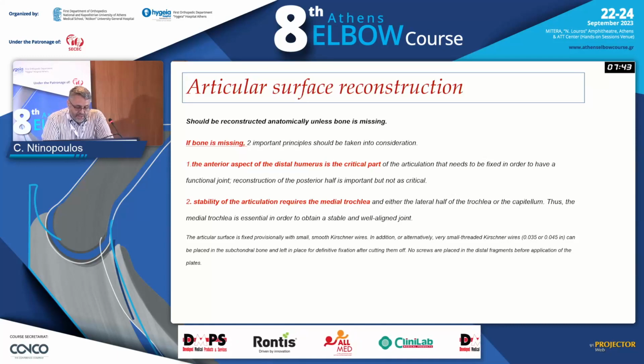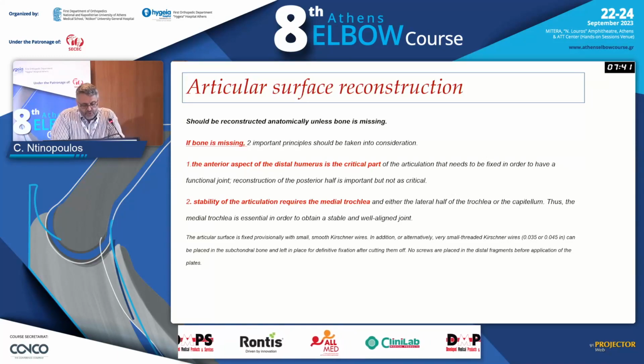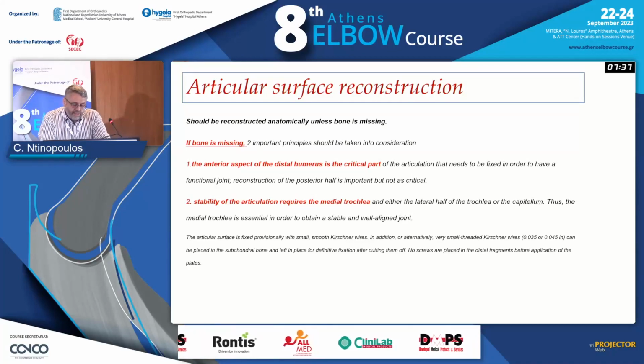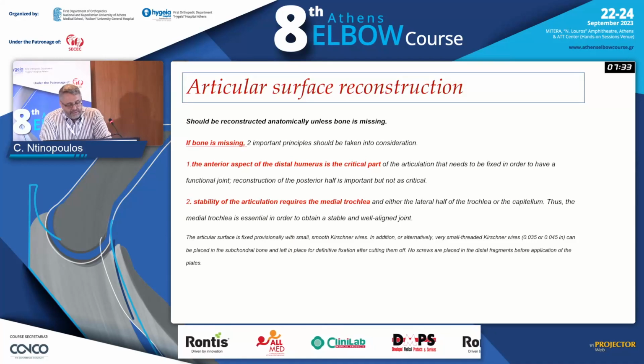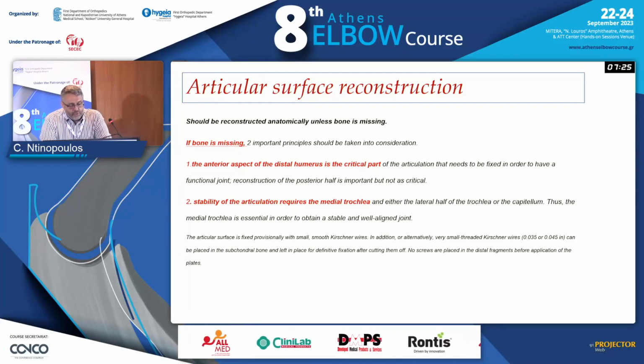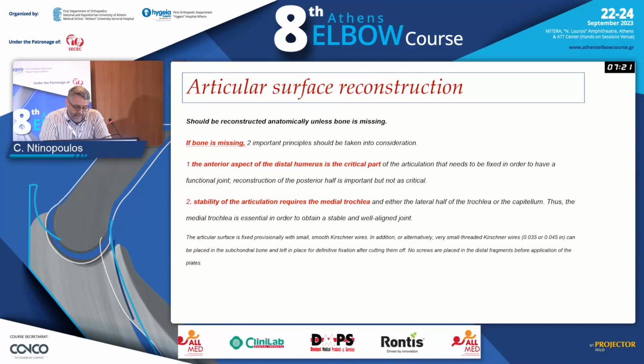Articular surface reconstruction. We might have situations where there is a combination of distal humerus fracture with shearing types of fracture. In all cases, we have two important principles to deal with it. The anterior part of the articular surface is the critical part. Of course, the posterior half is important, but not as critical as the anterior part.